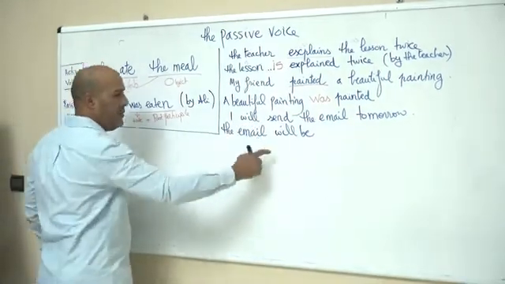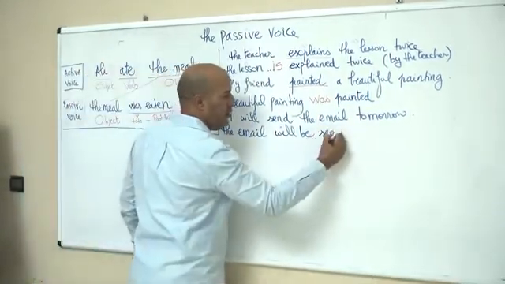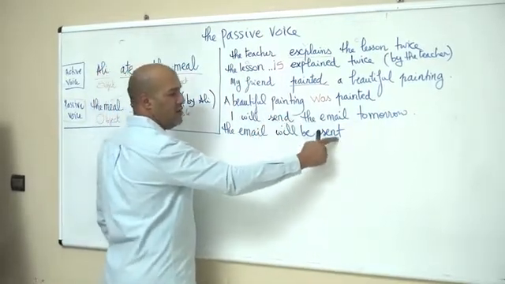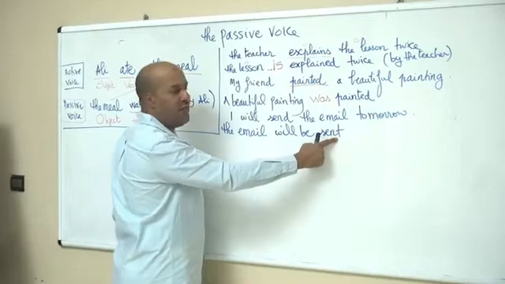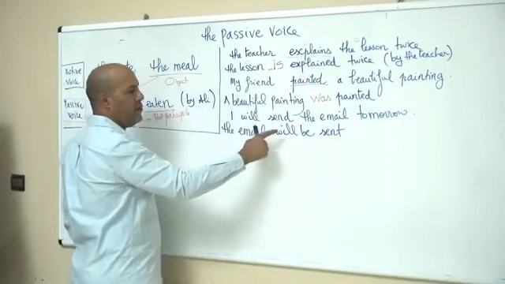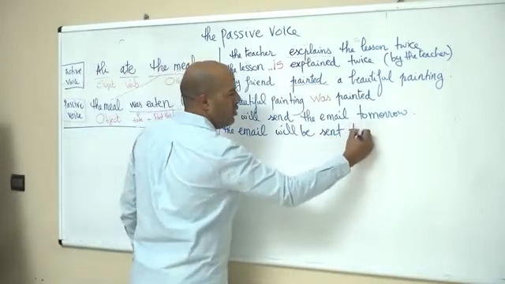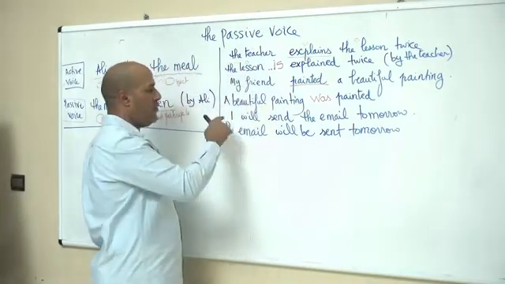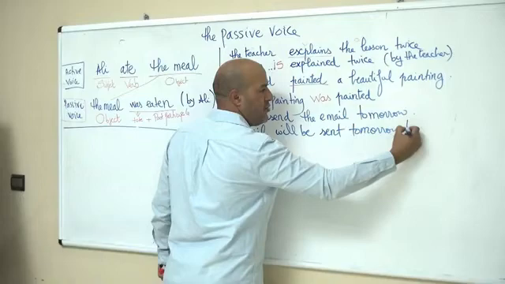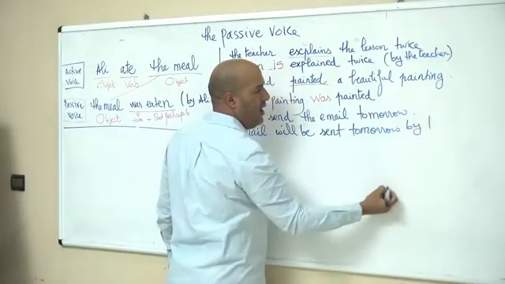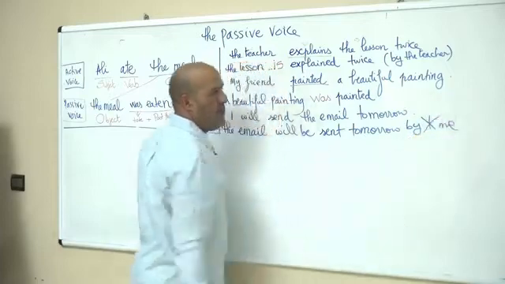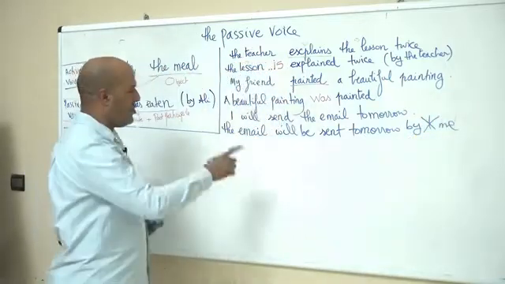The email will be sent. So notice that send, let's change it to sent. That's the past participle form of the verb send. So the email will be sent tomorrow. If you want to mention the subject, you say by I. No, that's not correct. So it's by me.